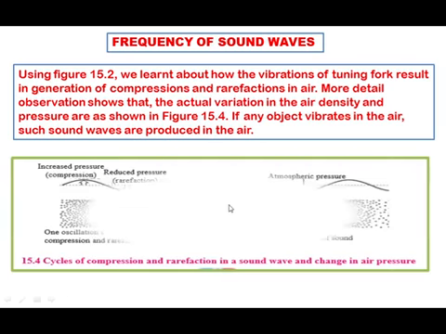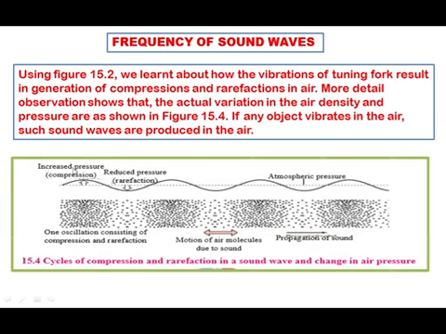See this picture here. Increased pressure means compression, reduced pressure means rarefaction. One oscillation consists of compression and rarefaction. Motion of air molecules due to sound, atmospheric pressure, and propagation of sound. This propagated sound reaches our ear and we can hear the sound. One compression and one rarefaction here complete one oscillation.